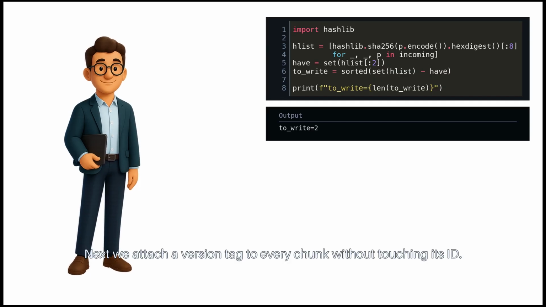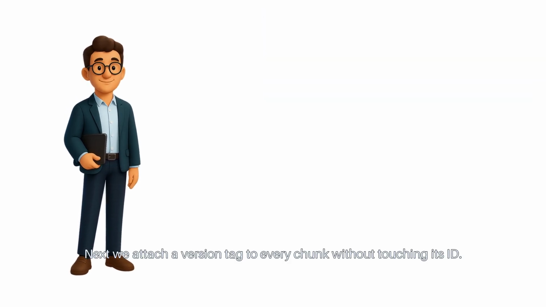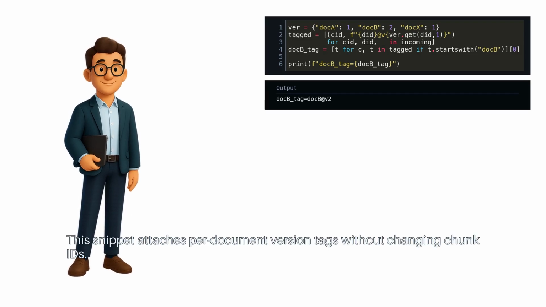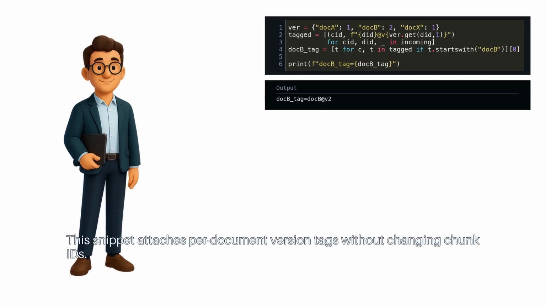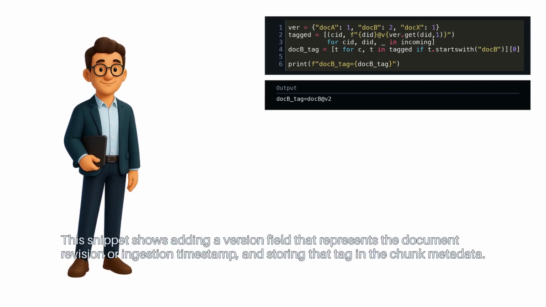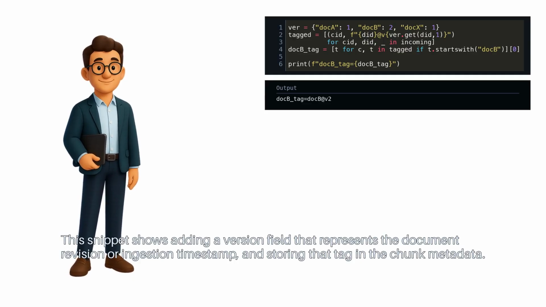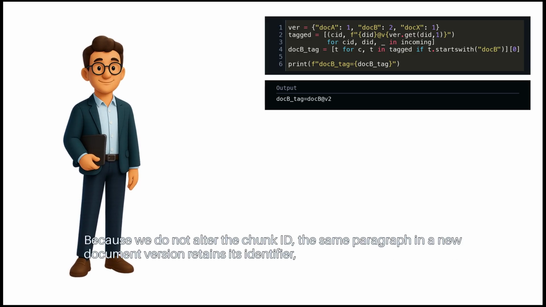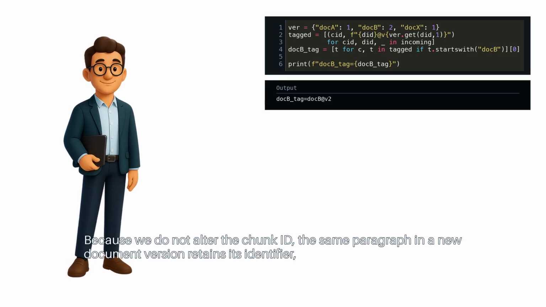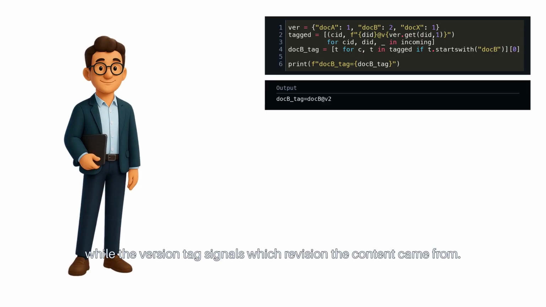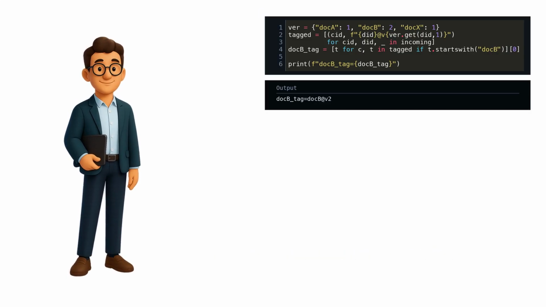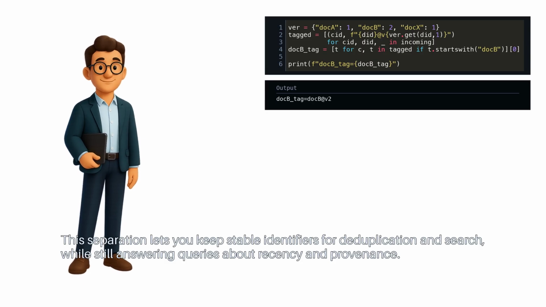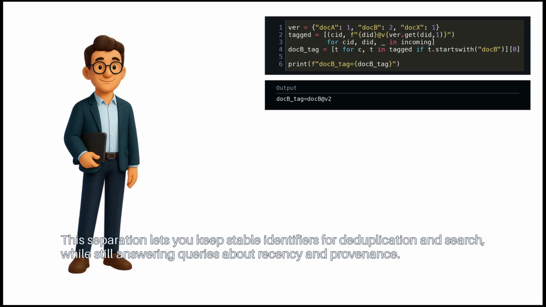Next, we attach a version tag to every chunk without touching its ID. This snippet attaches per document version tags without changing chunk IDs. This snippet shows adding a version field that represents the document revision or ingestion timestamp, and storing that tag in the chunk metadata. Because we do not alter the chunk ID, the same paragraph in a new document version retains its identifier, while the version tag signals which revision the content came from. This separation lets you keep stable identifiers for deduplication and search, while still answering queries about recency and provenance.